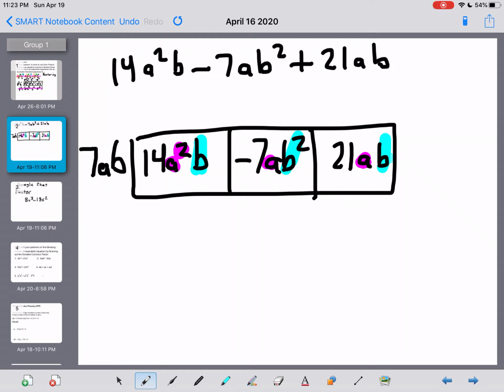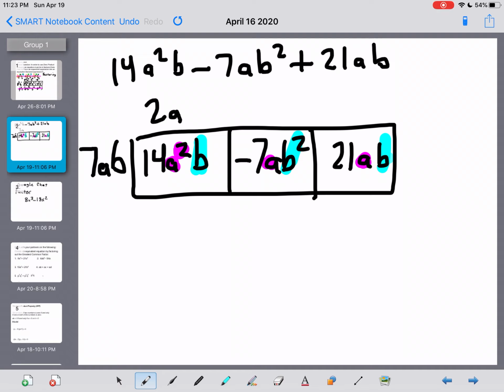So now I'm just going to think, I'm going to do this backwards. So I need to go from 7ab, I'm going to multiply it by something to get 14a squared b. And that term would be 7. To go from 7 to 14, I need to multiply by 2. To go from a to a squared, I need to multiply by a. And to go to b, I'm multiplying by 1. So if I look at this, 2a times 7ab would be 14a squared b.